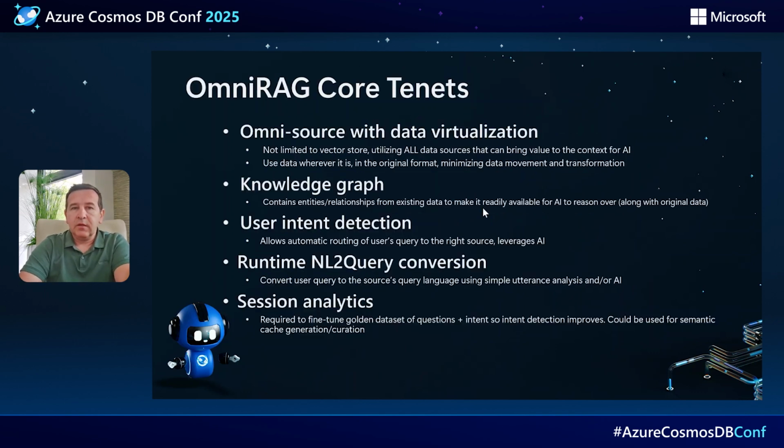So now, core tenets of OmniRAG, just to summarize, it is omnisource, as the name suggests. It utilizes knowledge graph capability, and it also gives you the intent detection capability and actually requires it, in fact. It also requires and provides runtime natural language to query conversion. And session analytics is important because, again, it feeds back its detection logic that otherwise would eventually become inaccurate. But with session analytics and that feedback loop, it becomes more and more accurate over time.